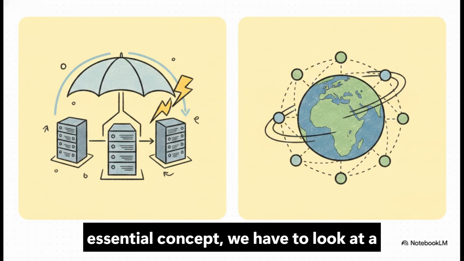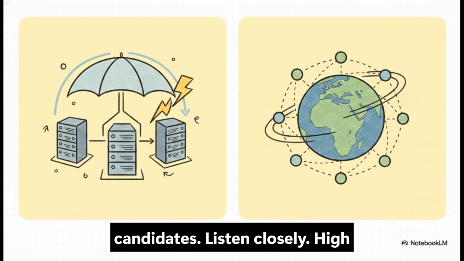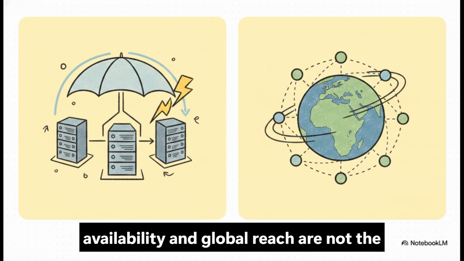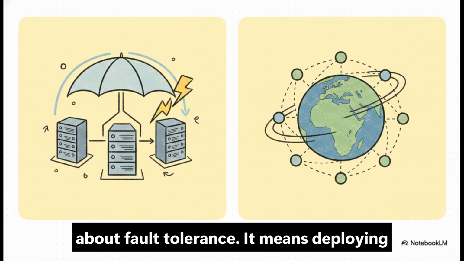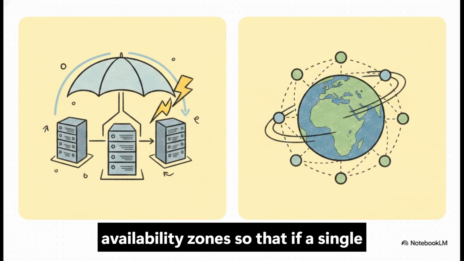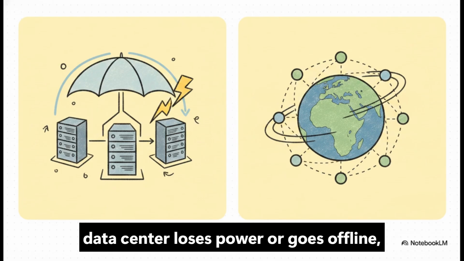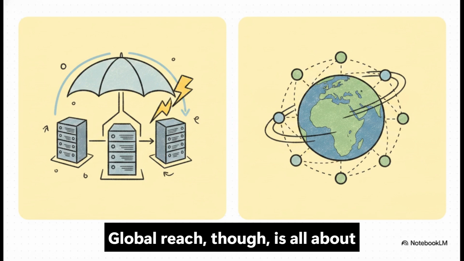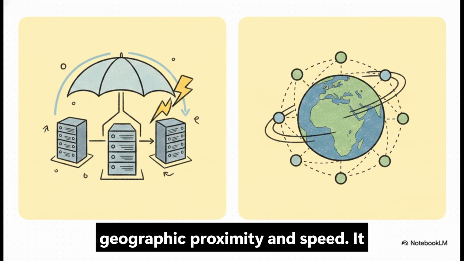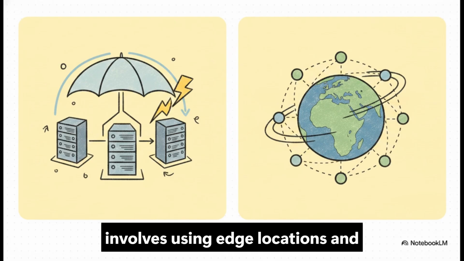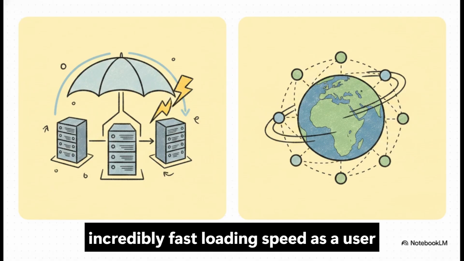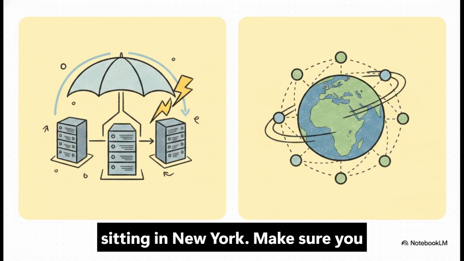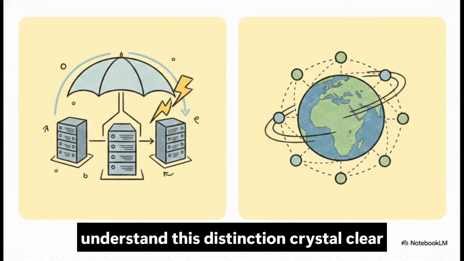Now for our next essential concept, we have to look at a classic exam trap that trips up countless candidates. Listen closely. High availability and global reach are not the same thing. High availability is all about fault tolerance. It means deploying your resources across multiple availability zones so that if a single data center loses power or goes offline, your application seamlessly survives. Global reach, though, is all about geographic proximity and speed. It involves using edge locations and multiple regions to make sure a user logging in from Tokyo gets the exact same incredibly fast loading speed as a user sitting in New York. Make sure you understand this distinction crystal clear for test day.